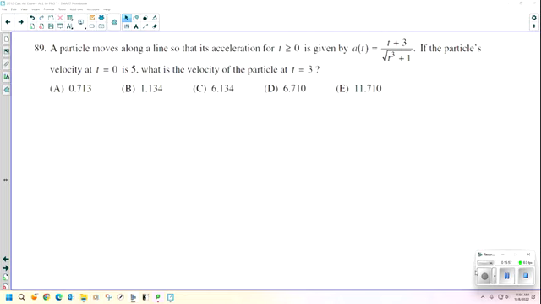89 reads, a particle moves along a line so that its acceleration for time t greater than or equal to 0 is given by a of t, which is t plus 3 over the square root of t cubed plus 1. All right? If the particle's velocity at time equals 0 is 5, what is the velocity of the particle at time equals 3?